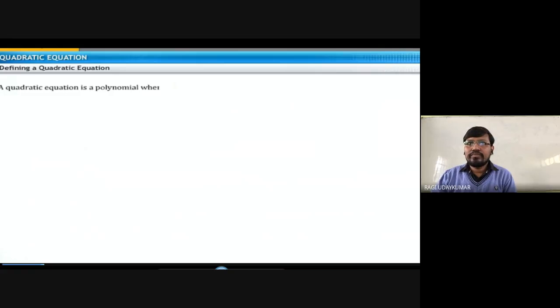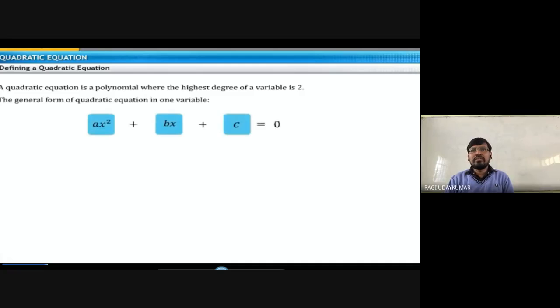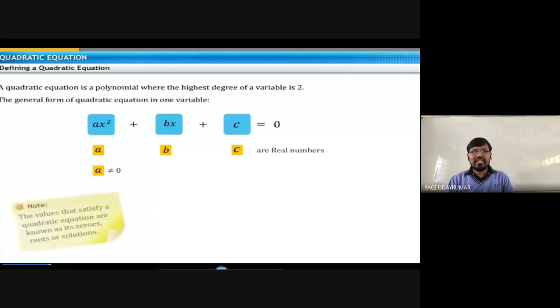So like that, a quadratic equation is a polynomial where the highest degree of the variable is 2. Generally we are going to have it equal to 0 in an equation. If it is not equal to 0, it is a quadratic polynomial. Please try to understand the difference here. The general form of the quadratic equation is ax square plus bx plus c is equal to 0. Here a, b, c are all real numbers. They are coefficients and a should not be equal to 0.